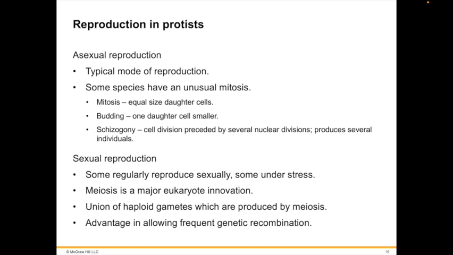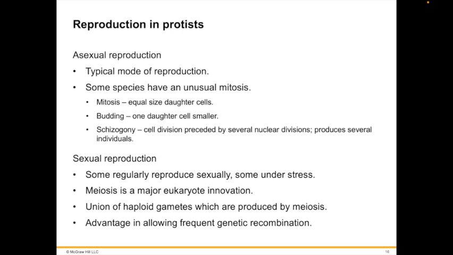In schizogony, common among some protists, cell division is preceded by several nuclear divisions. This allows cytokinesis to produce several individuals almost simultaneously. Most eukaryotic cells also possess the ability to reproduce sexually, something prokaryotes cannot do. Meiosis is a major evolutionary innovation that arose in ancestral protists and allows for the production of haploid cells from diploid cells and the generation of genetic diversity.